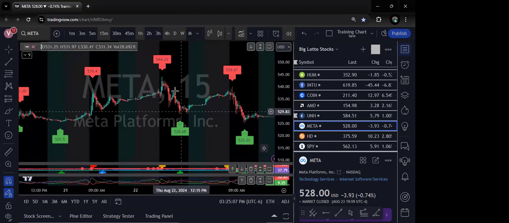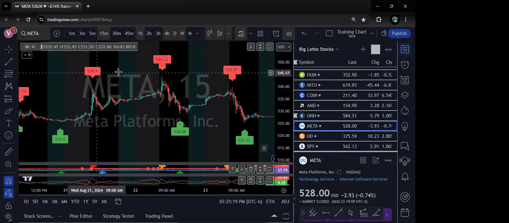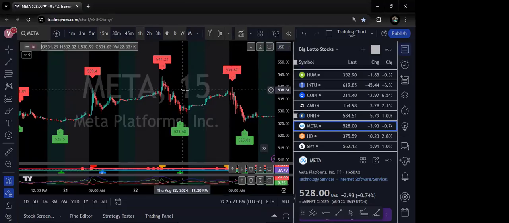The next day, if it's not going to 550 because we broke above 540, we need it to go above 550. Look at 3 days, please. It hit 539, 540, 539.